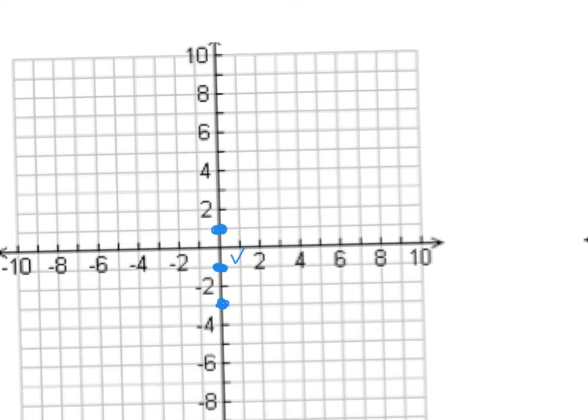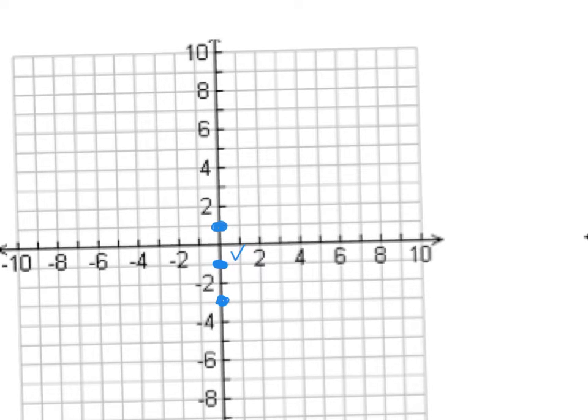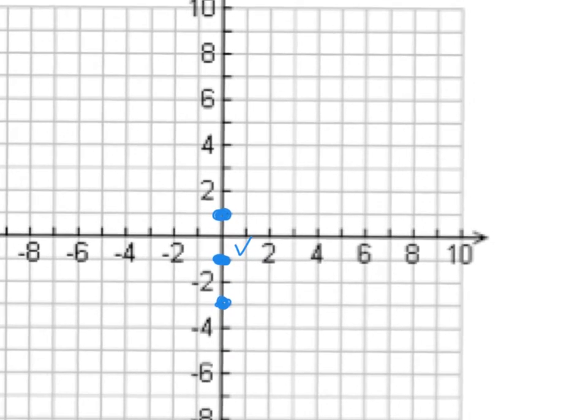One of them is 0, -1, which makes sense because that is my vertex. I've already plotted 0, -1 right there. But another one would be 4, 1. So I can go and plot 4, 1 on here. 4, 1.